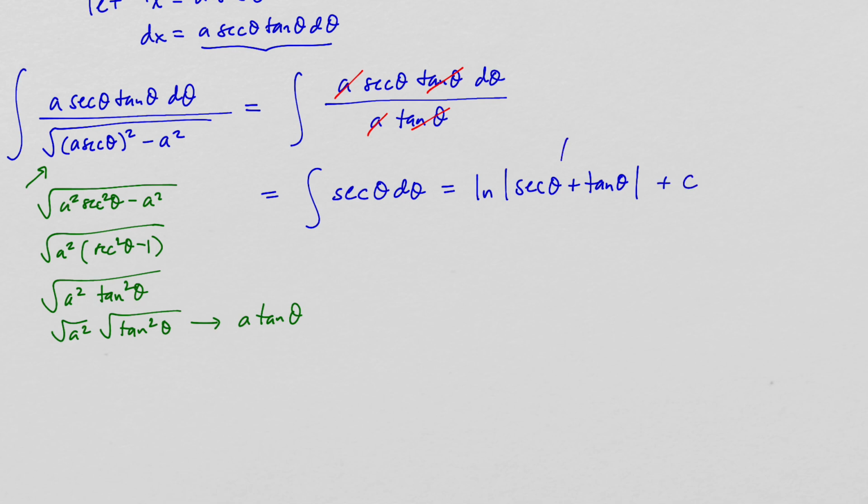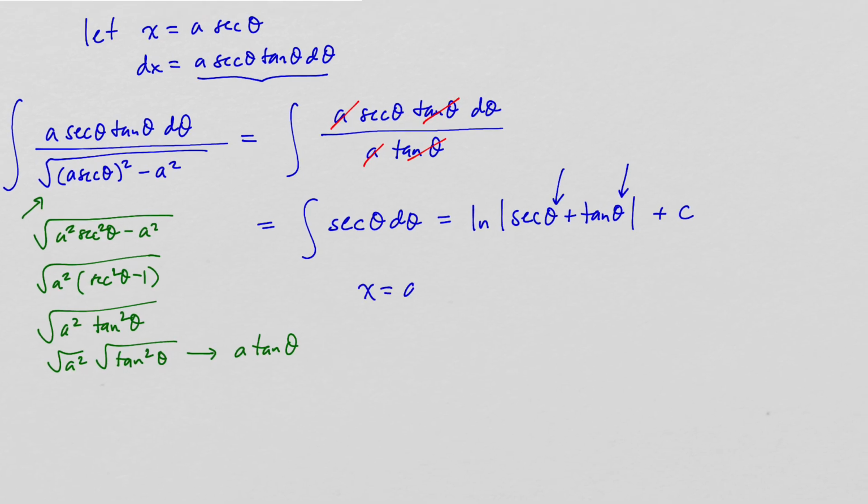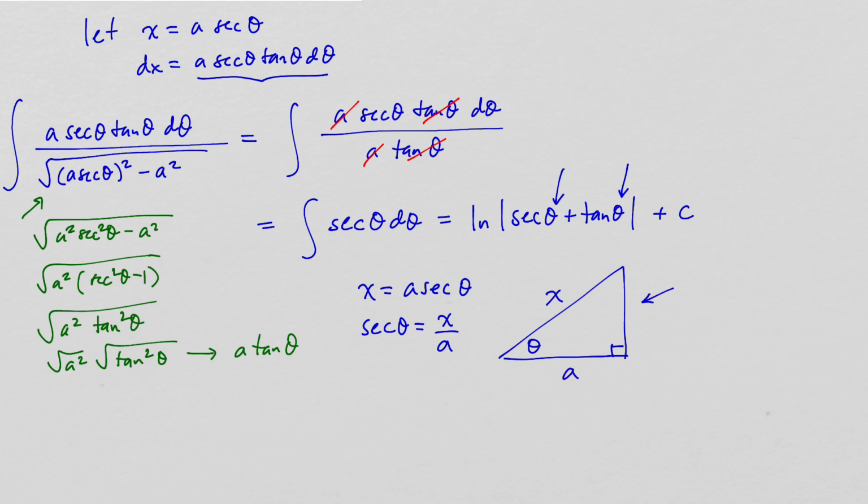But then, of course, we need to come in here and replace secant theta and tangent of theta because our original variable was x. So if we go back to the original substitution, we know that x is equal to a secant of theta, or secant of theta is equal to x divided by a. And if I draw a picture of a right triangle representing this, we know that secant is the hypotenuse over the adjacent. So x will go here, a will go here. And if you solve for the missing side using the Pythagorean theorem, you're going to get the square root of x squared minus a squared.